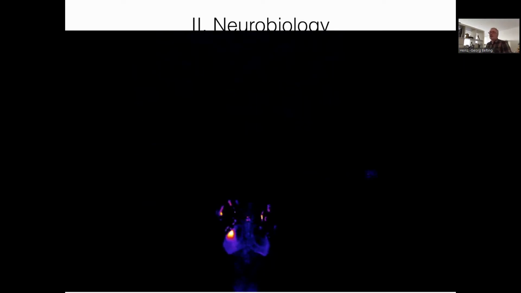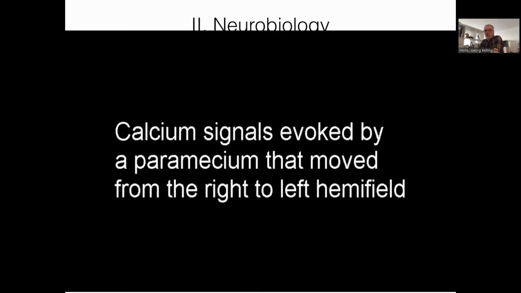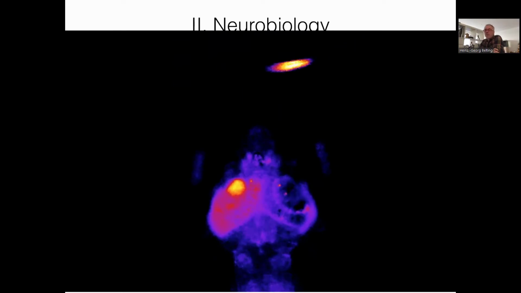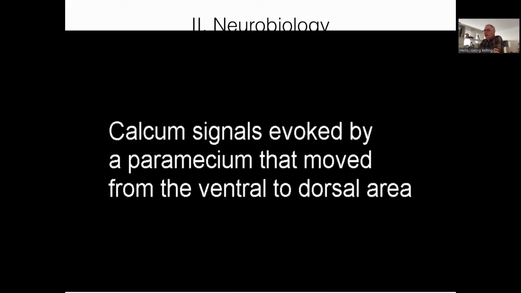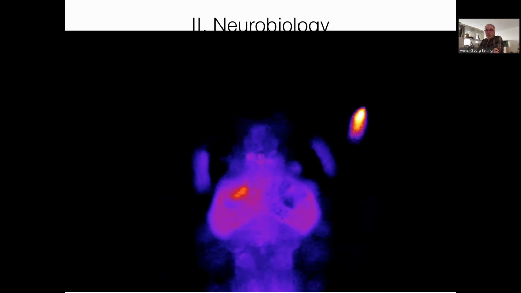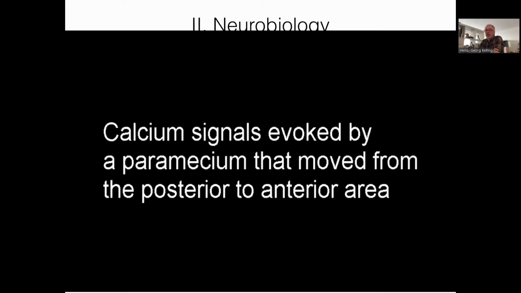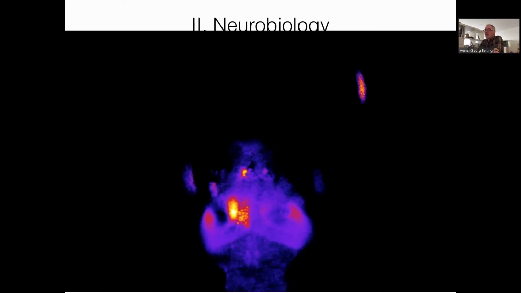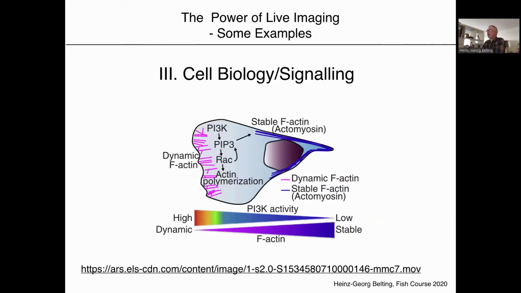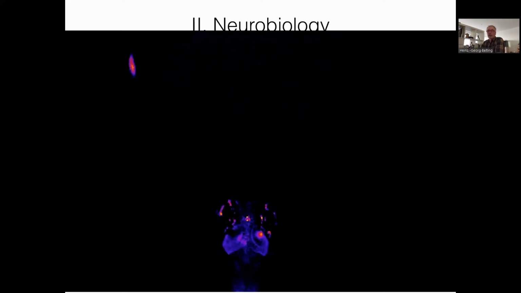These are a few movies showing a reporter for intracellular calcium release. Intracellular calcium release is important in intracellular signal transmission in the central nervous system. And this is expressed now in the midbrain of the fish. The dorsal part of the midbrain is called the tectum, and this is called the optic tectum. And this is where visual input is being processed.